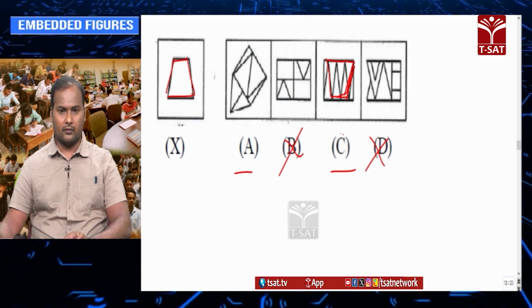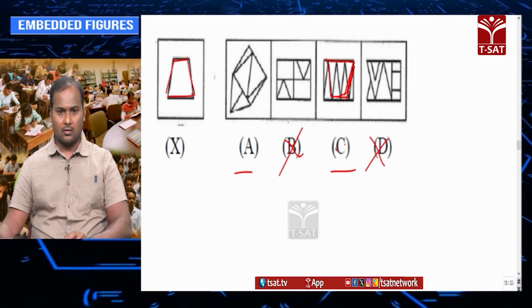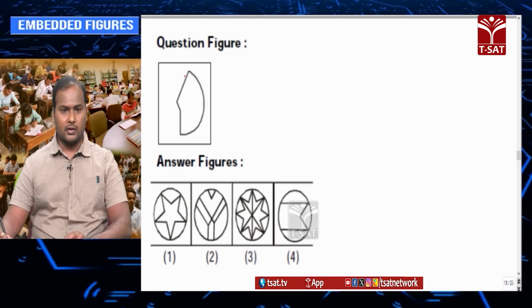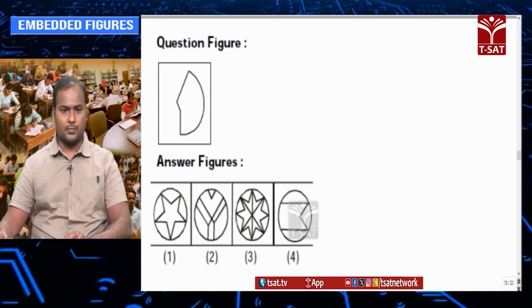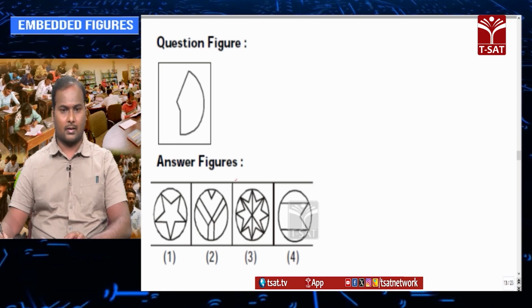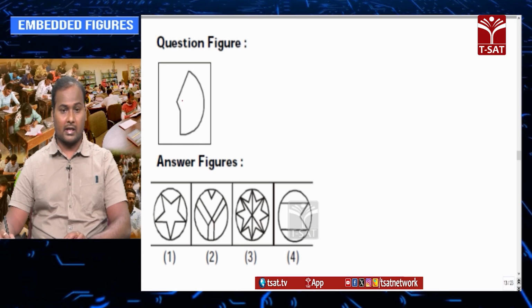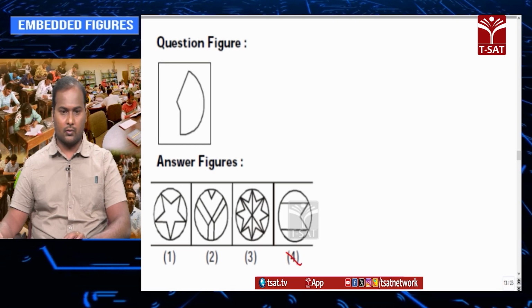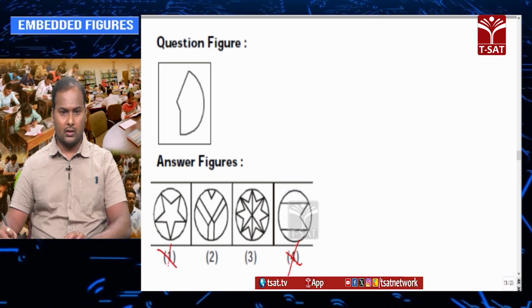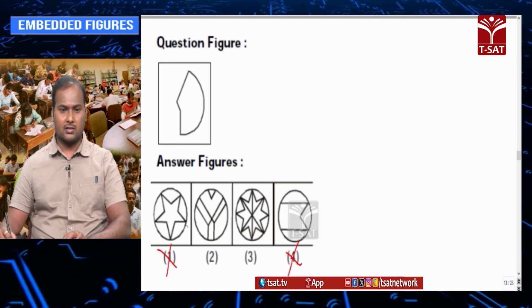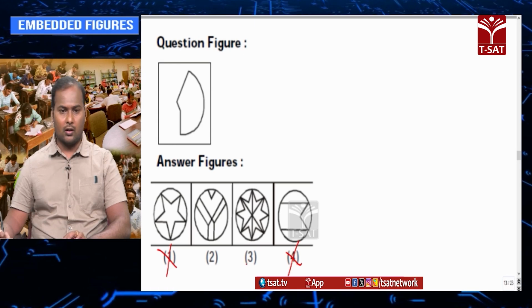When you invert it, obviously it will fit in option C. Now look at this figure. In this figure a semicircle is given. In all the answer figures there is also a semicircle. But by seeing this figure I can eliminate some options: option 4 is eliminated, option 1 is eliminated. So our answer is between either 2 or 3.